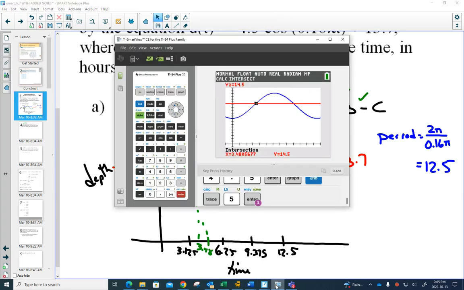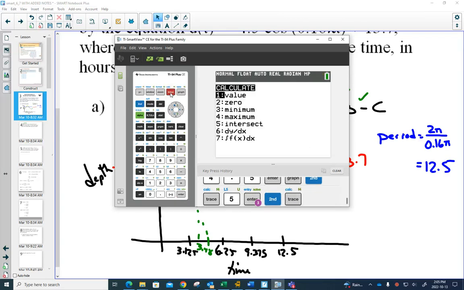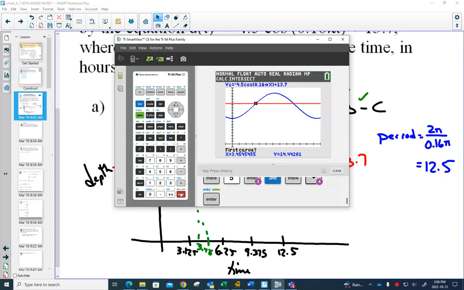If you want to find where the other intersection is, you just have to do it again. Second, calculate, go down to number 5, intersect. But it'll always find the closest one, so I'm going to use the arrow key until I'm closer to the other one. And then I push enter 3 times. And it would find the other. So technology helps you find this.